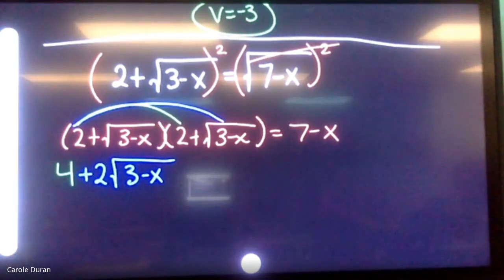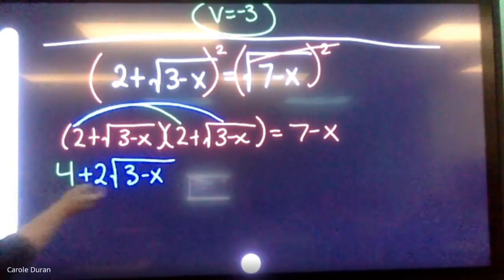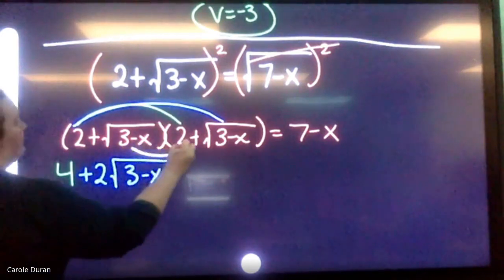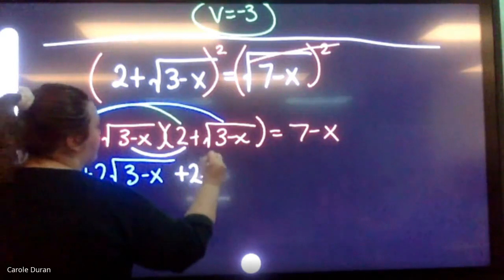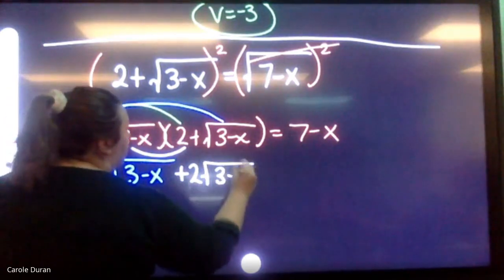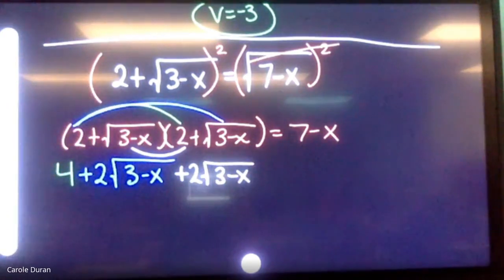Then we do the I, which is the inside. And that's going to be the square root of 3 minus x times 2. That 2 is positive and so is the radical. So it's plus the square root of 3 minus x.